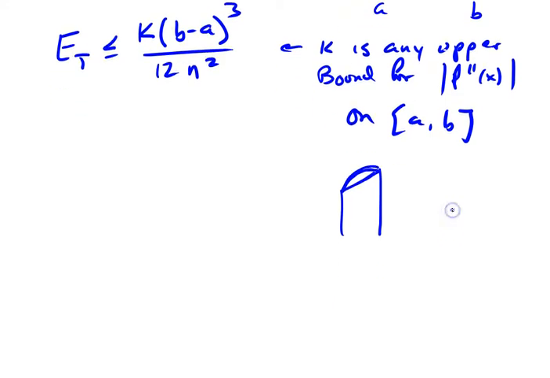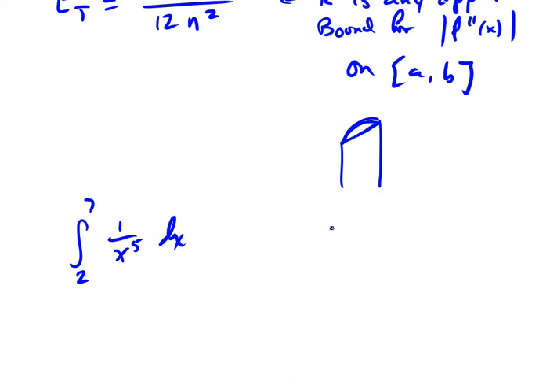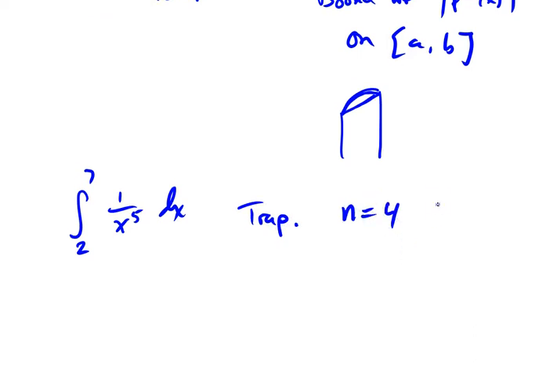Let me do one example of that, and then we'll do Simpson's rule. Suppose I'm looking at the integral from 2 to 7 of, let's say, 1 over x to the 5th dx. And I'm going to use the trapezoid rule with, let's say, n equals 4. Actually, let's do 5. I only say 5 because if I were actually doing this, delta x would be (7 minus 2) over 5, so delta x would be 1 in this case. That would be a nicer number to use than 4.